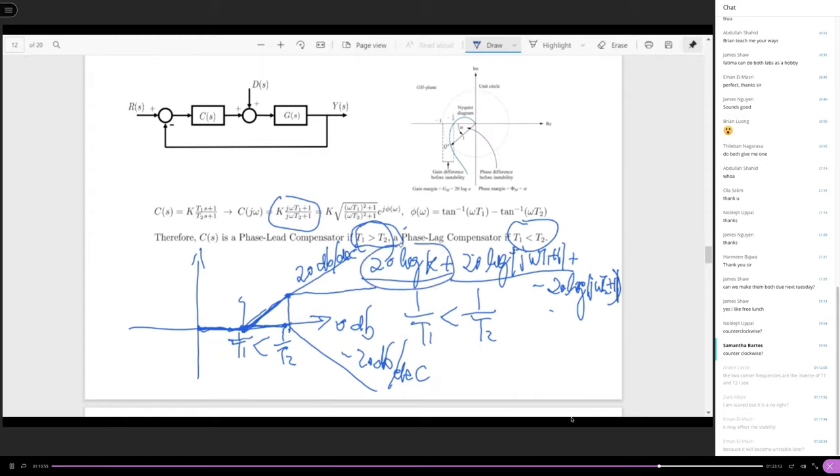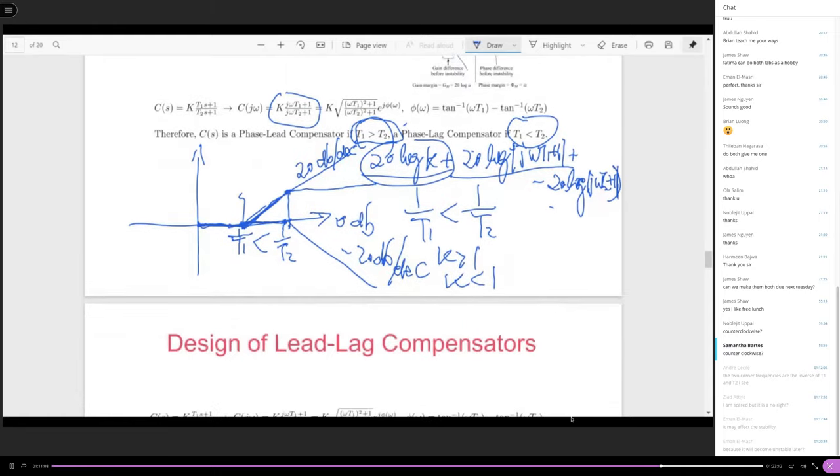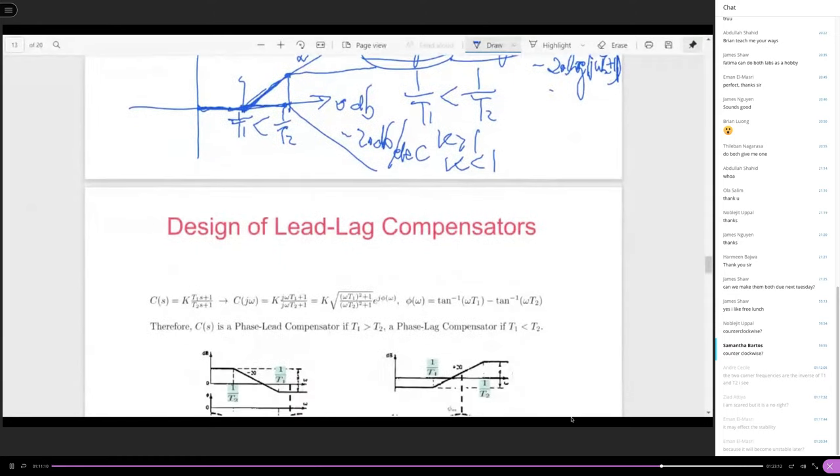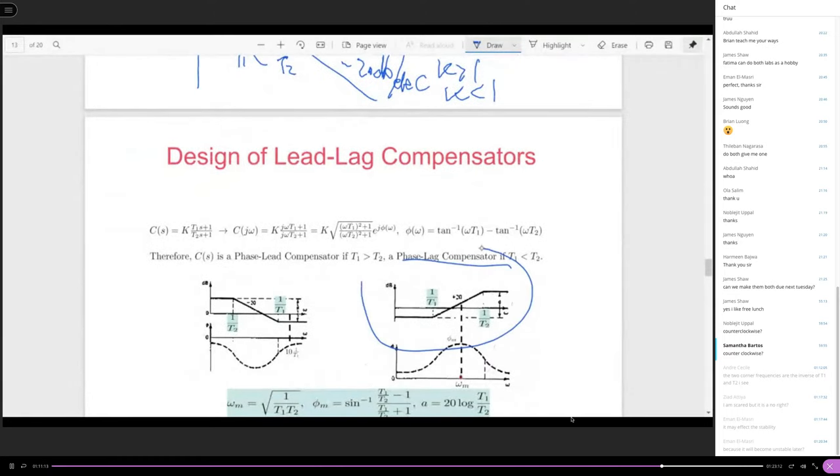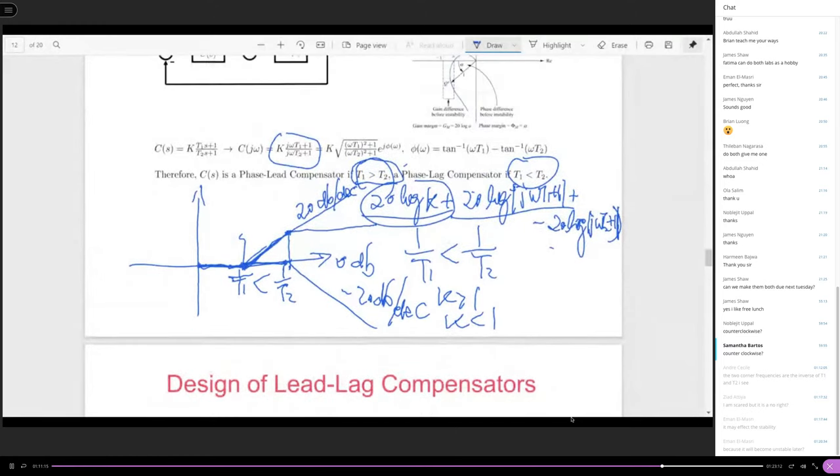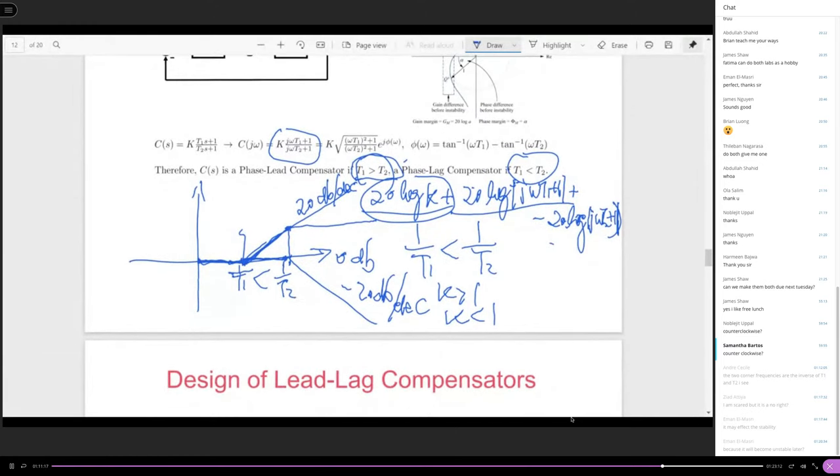Okay, then don't forget the 20 log K. That's just an offset, either upward or downward depending on whether K is larger than 1 or less than 1, right? So it is easy to figure out the phase lead compensator shape here. Then I don't need to explain the phase lag compensator, right?